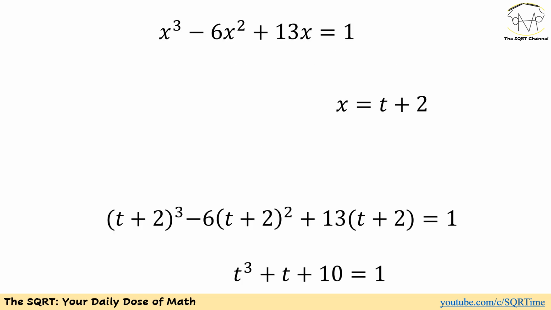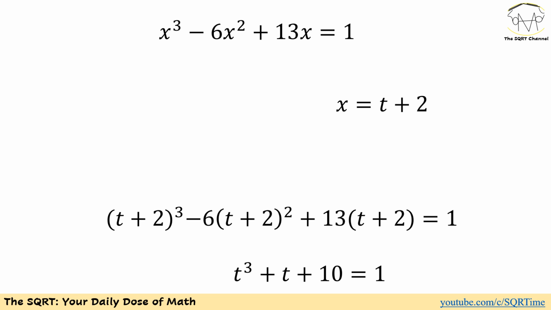Here we have x^3 - 6x^2 + 13x - 1 = 0. The replacement that I'm going to use is going to be x = t + 2. The reason is the coefficient of x squared here is negative 6. Then if you divide that by 3 times the coefficient that we have for x cubed, it is going to be plus 2. Now let's use this replacement.